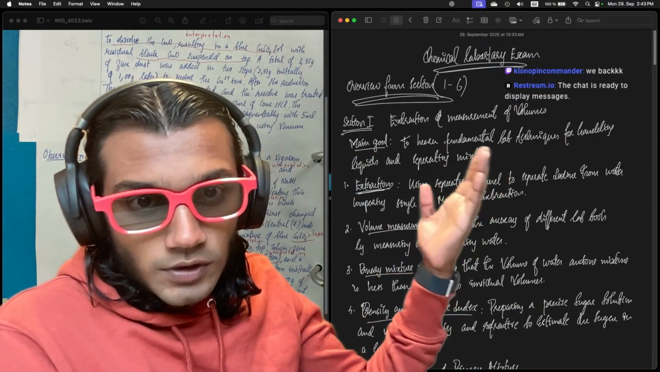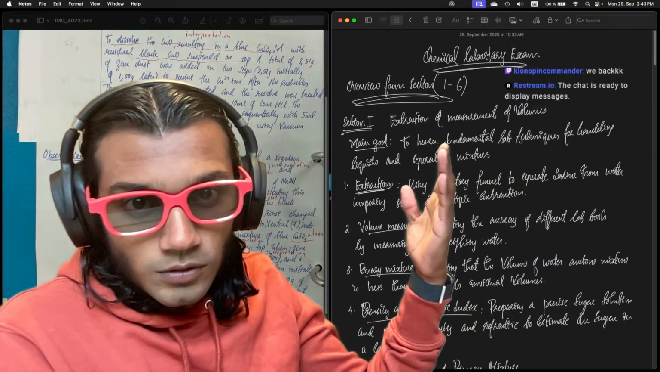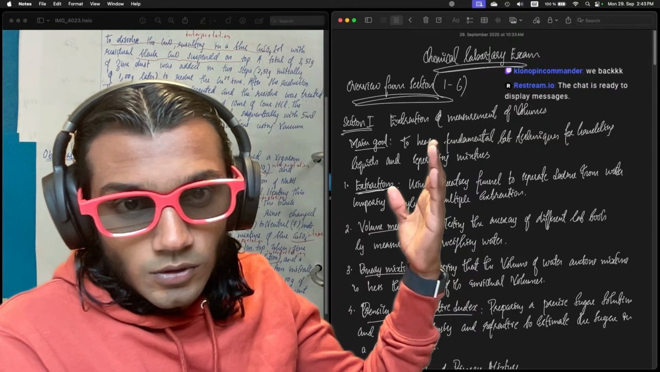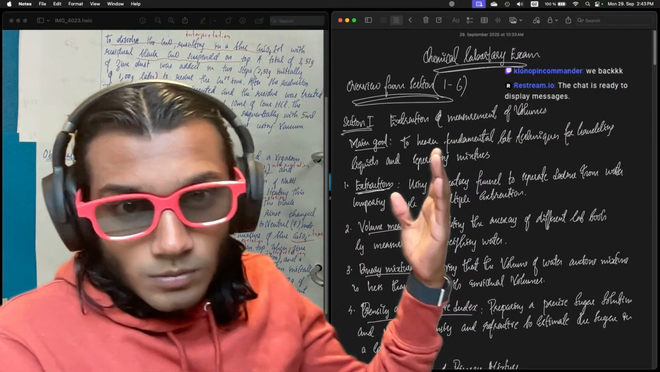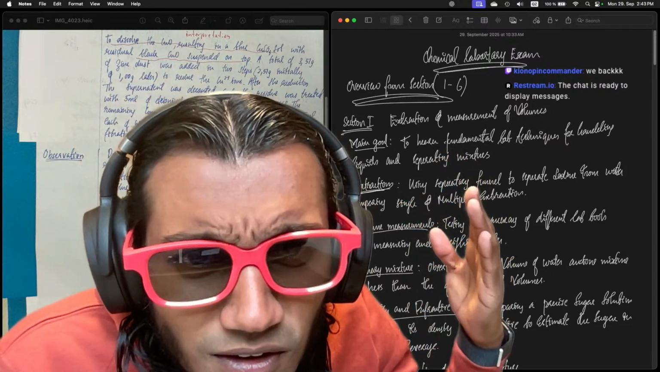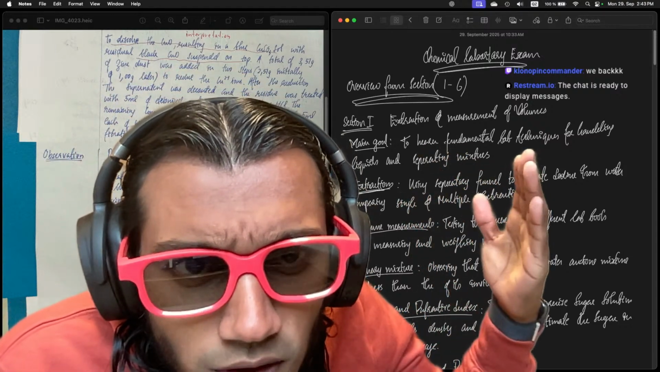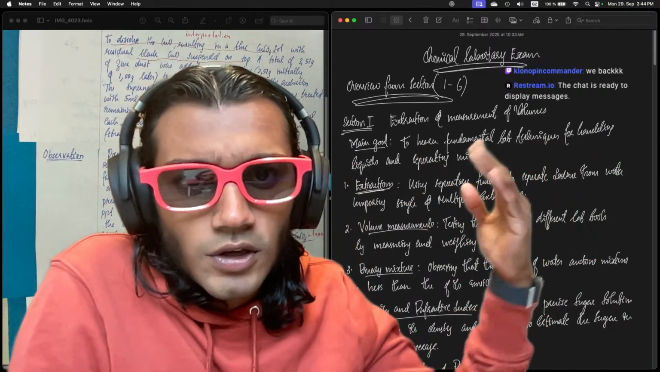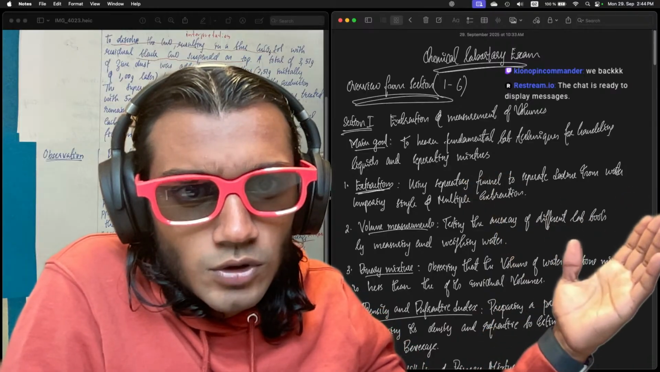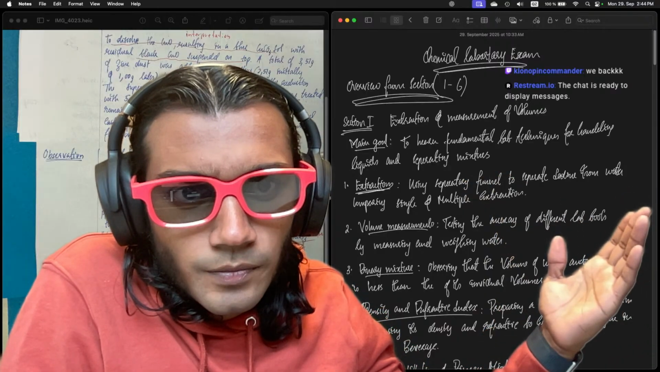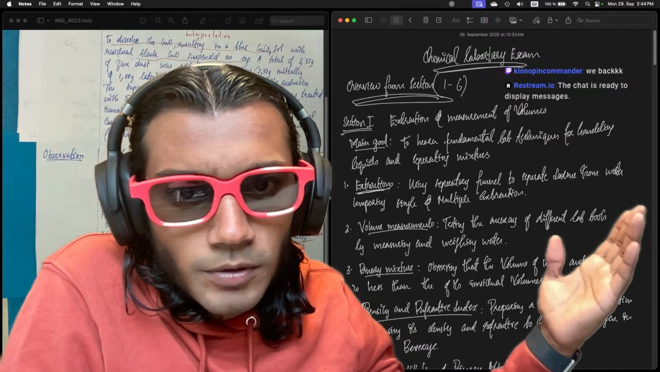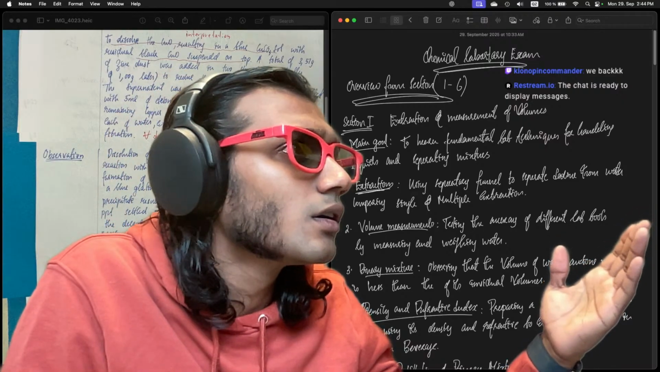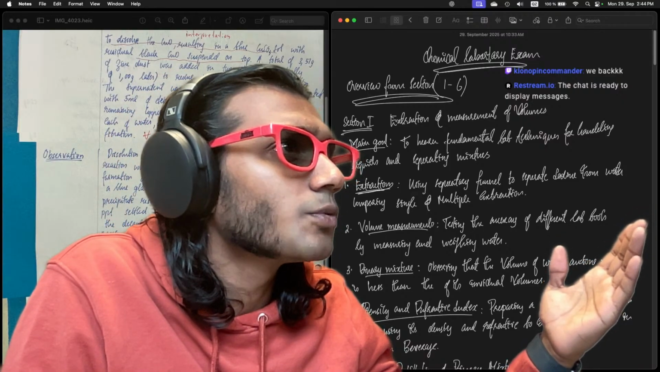Section 1, extraction and measurements of volume. Main goal: to learn the fundamental lab techniques for handling liquids and separating mixtures. Extraction using a separatory funnel to separate iodine from water.